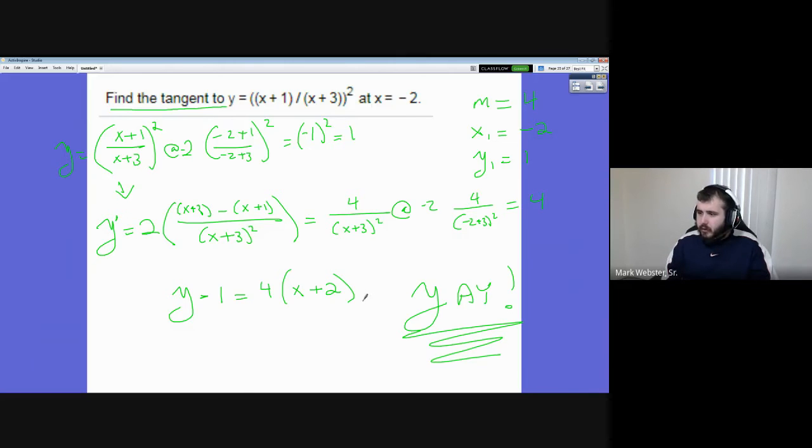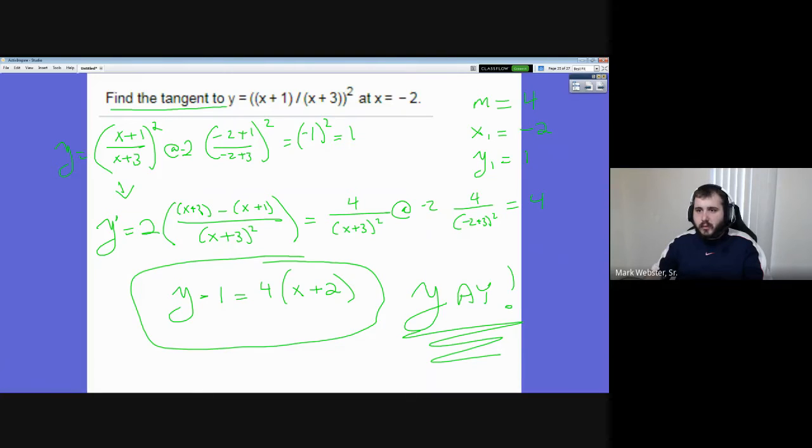Right? Easy. Find your x1 and your y1, make sure you have all that. Take the derivative, plug in x1, and then just make your tangent line equation. Simple. I think we've got like 2 more.